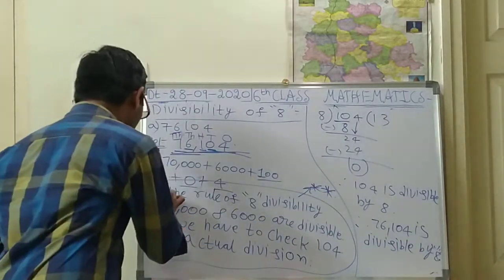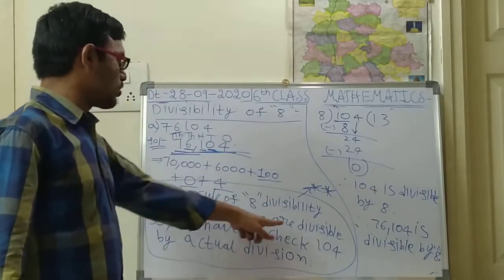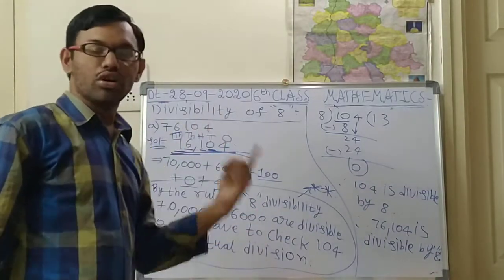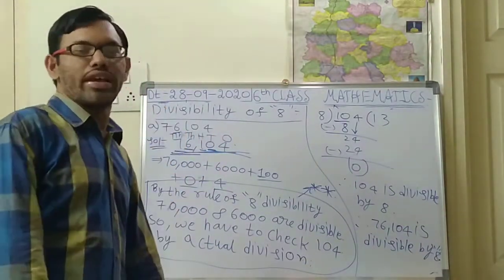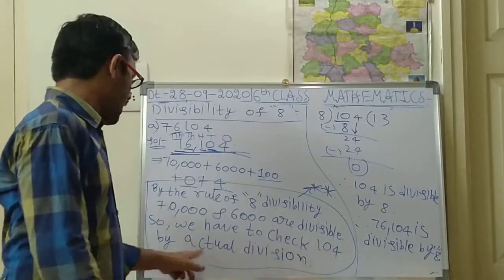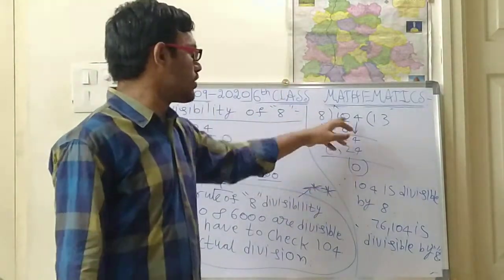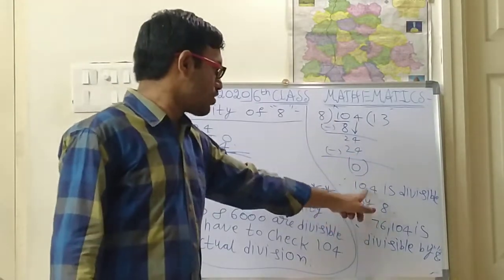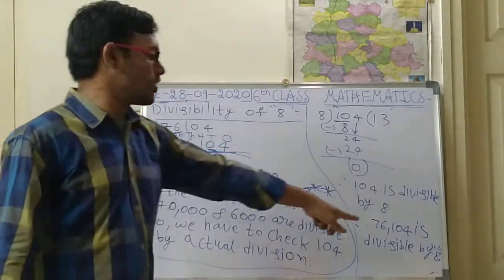Okay, by the rule of 8 divisibility, 70,000 and 6,000 are divisible. Why? Because 70,000 and 6,000 are both multiples of 1,000. So all the multiples of 1,000 are divisible by 8. So what do we have to check? We have to check 104 by actual division. So the next step is actual division, general division. So 104 divided by 8. So if it is perfectly divisible, write down 104 is divisible by 8. Therefore 76,104 is divisible by 8.